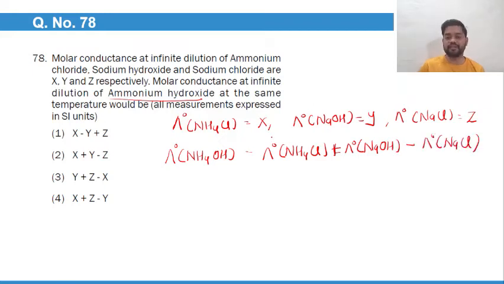So it is pretty much simple. Here Cl is in positive, here Cl is in negative, so we can cancel this out. Here Na is in positive, Na is negative, so it will get cancelled out. So ultimately it will be X plus Y minus Z. So where is X plus Y minus Z? That is option number 2. So 78, option number 2 will be the right answer.